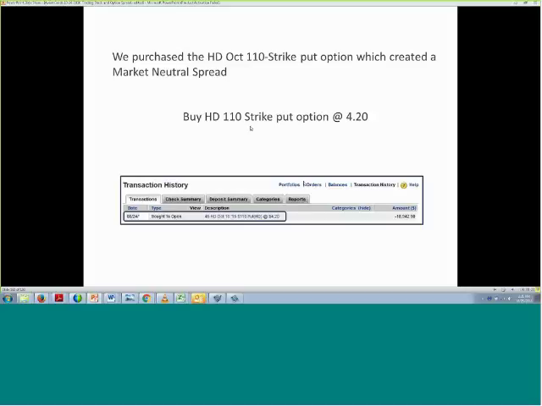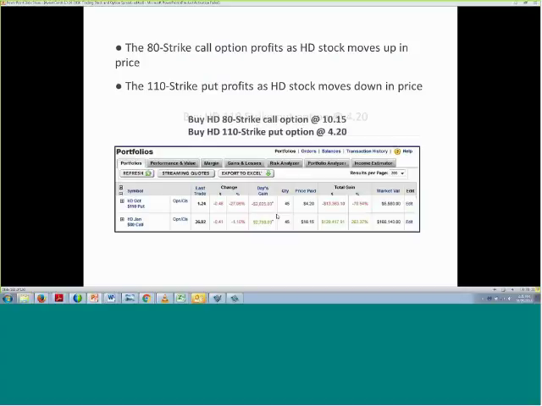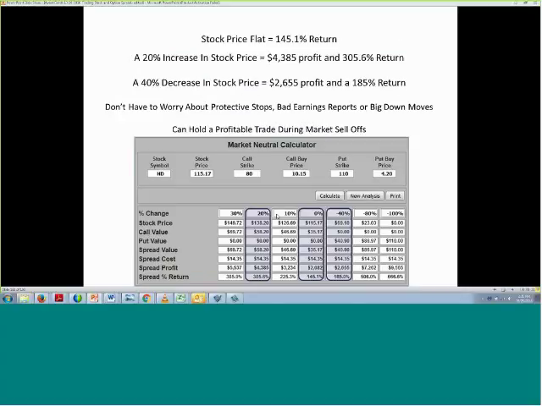And then we bought the at the money put, the 110 strike put at 420. So we bought to open 45 of the 110 puts at 420, and let's look at the risk profile for this spread. Home Depot was trading at 115.17, bought the 80 strike call at 10.15, 110 strike put at 420.